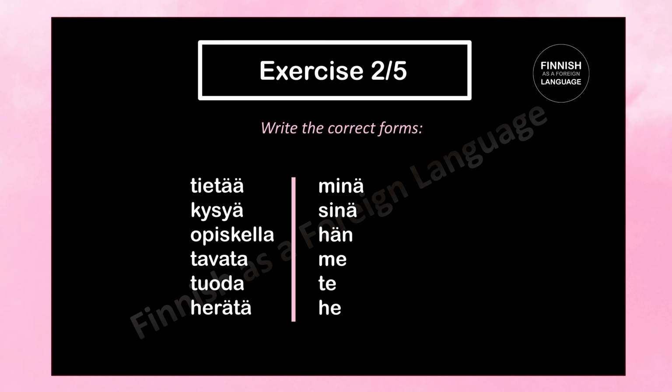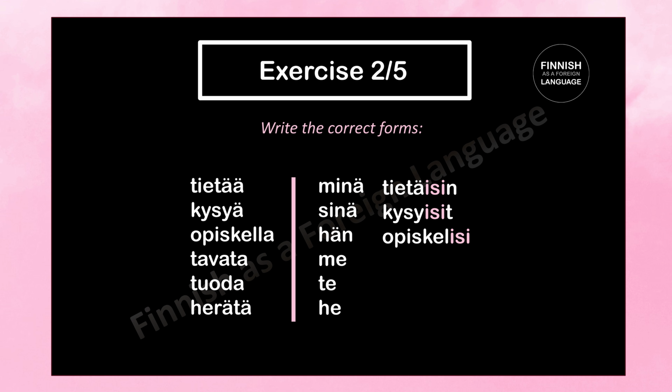Form the first person singular conditional mood of the verb tietää. That's right, the answer is minä tietäisin. Next one, form the second person singular conditional mood of the verb kysyä. That's right, the answer is sinä kysyisit. You would ask. Next one, form the third person singular conditional mood of the verb opiskella. Very good, the answer is hän opiskelisi.